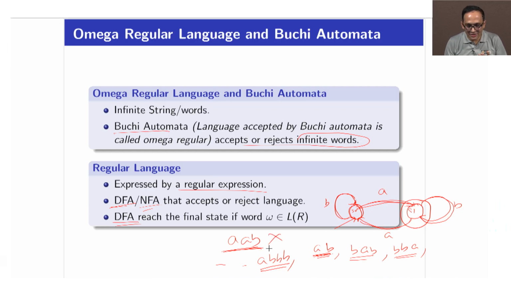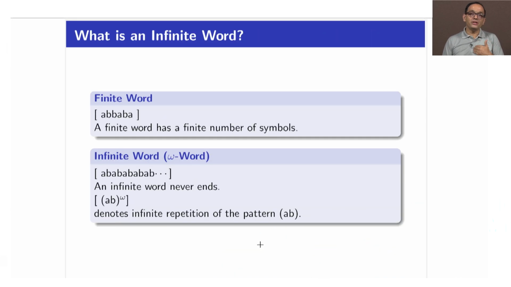So, we will basically identify a set of words which is accepted by this, and a set of words which is not accepted by this, by just checking whether, given this input word, when I read the entire word, I reach the final state or not, right. If not, then the word is not accepted by this, right. So, now let us move to the infinite words.